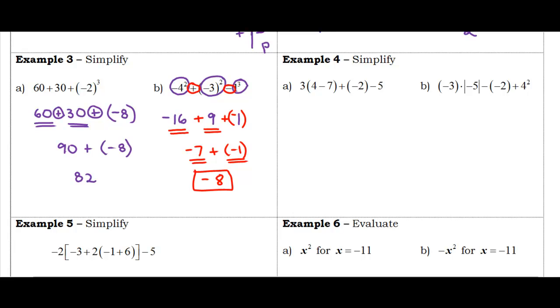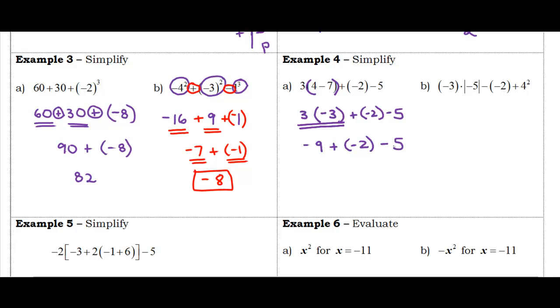In 4a, let me do that. I'm thinking I'm going to do this first and leave everything else alone. So 3 times, what is 4 subtract 7? Okay. And then I'm going to copy everything else down. I'll do one thing at a time. If you want to combine steps, you're on your own. Next, after doing the parentheses, I'm thinking I'm going to do this multiplication. And what do I get? Negative 9. And then I'm going to bring everything else down.